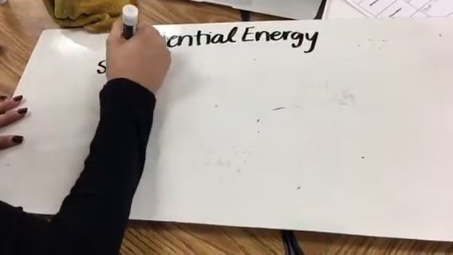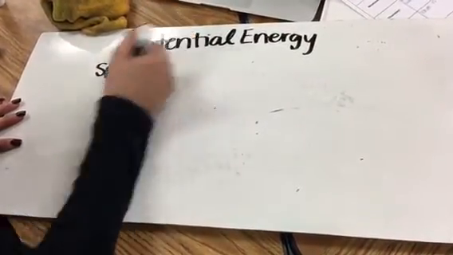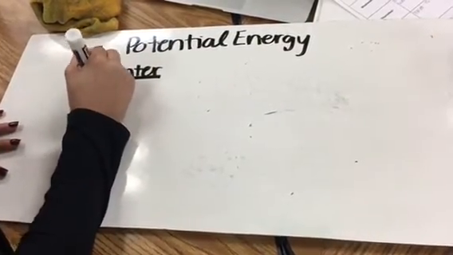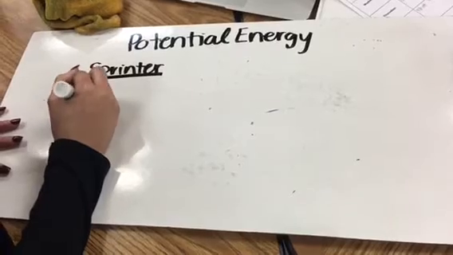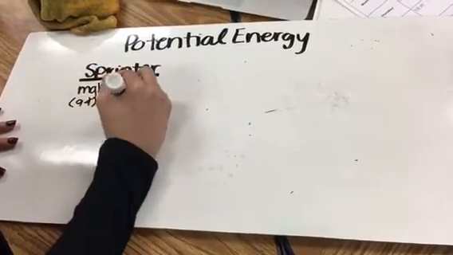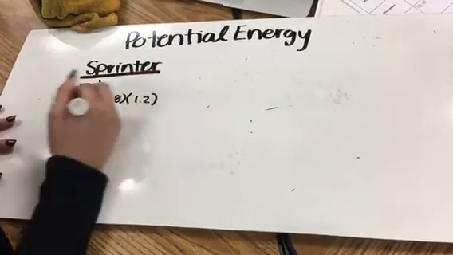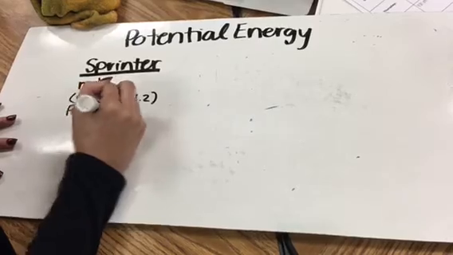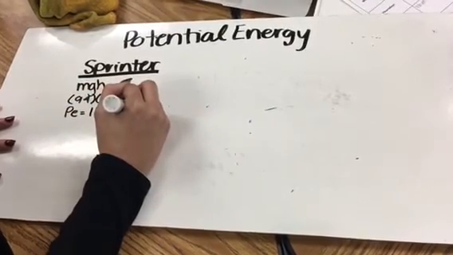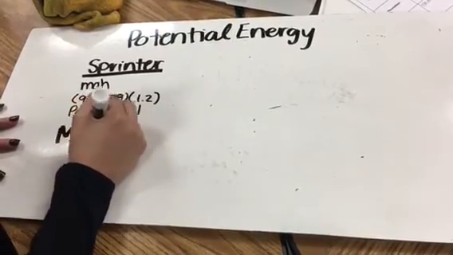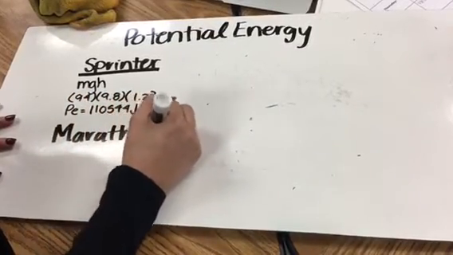Potential energy is the energy possessed by an object because of its position relative to another object, stresses within itself, its electric charge, or other factors. For the sprinter, the potential energy is mgh. Your mass is 94, and you multiply that times gravity, which is 9.8. The height for the sprinter would be 1.2, so you get a potential energy of 1,105.44 joules.